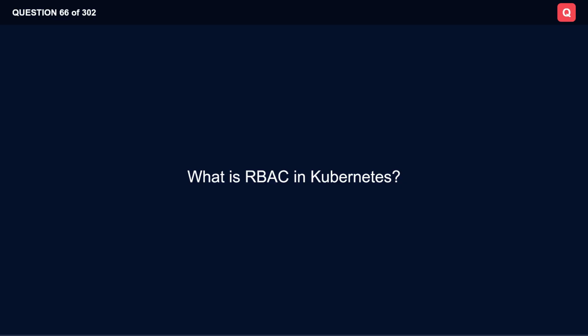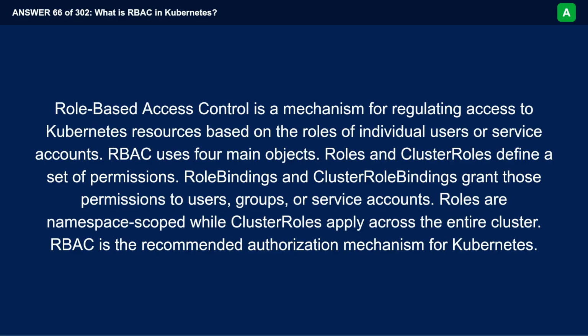What is RBAC in Kubernetes? Role-based access control is a mechanism for regulating access to Kubernetes resources based on the roles of individual users or service accounts. RBAC uses four main objects.